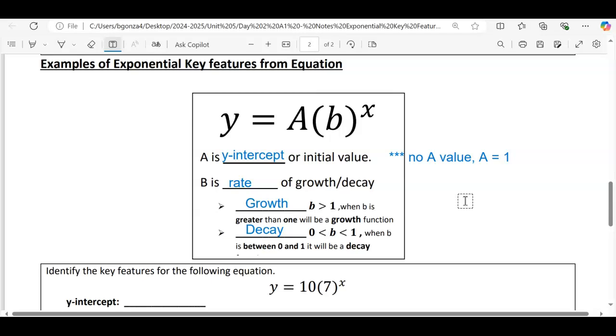7/2, that's greater than 1. That's growth. Okay, so I don't want you to think it's about fractions or whole numbers. It's about, is it greater than 1? So again, greater than 1 is growth.